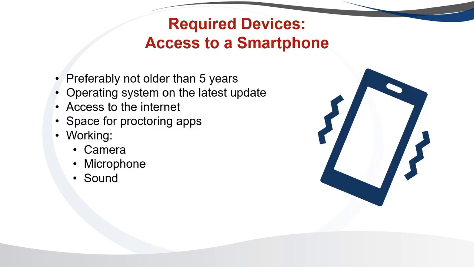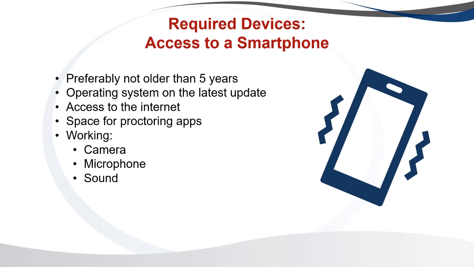For the Invigilator app, you will need a smartphone, and especially if you're going to be using the smartphone for MCQ type of assessments, it must preferably not be older than 5 years. Make sure that your operating system is also up to date and that you can access the internet from the device and you have enough space for the proctoring tool.